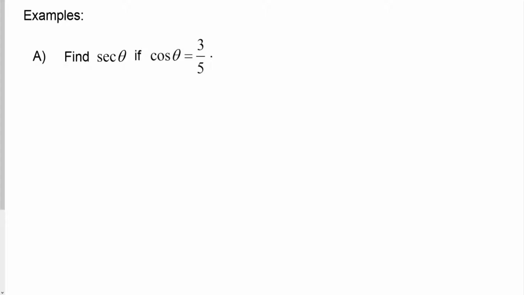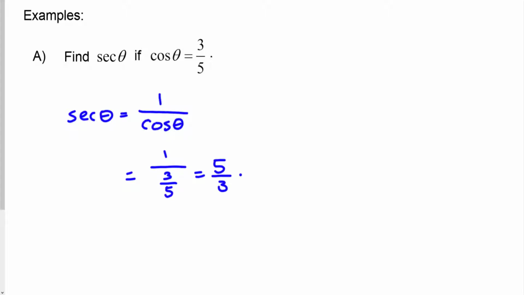So we're going to see a few problems of how these are used. First off, it says to find secant theta if cosine theta equals 3/5. Well, recall secant theta and cosine are inverses. So if I want to find secant theta and cosine I know is equal to 3/5, then secant's going to be 1 over 3/5, which is 5/3.